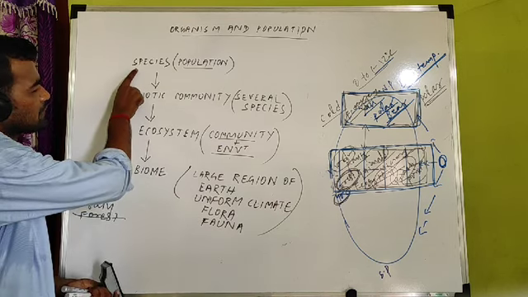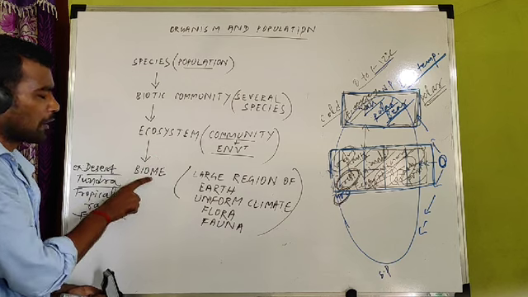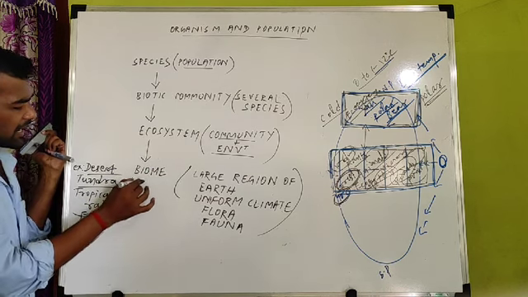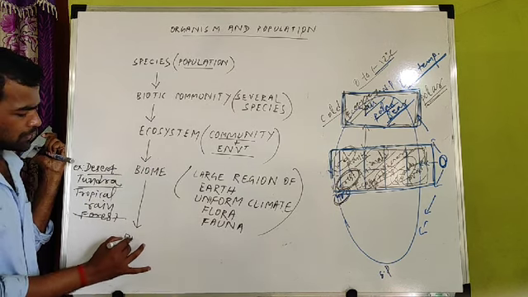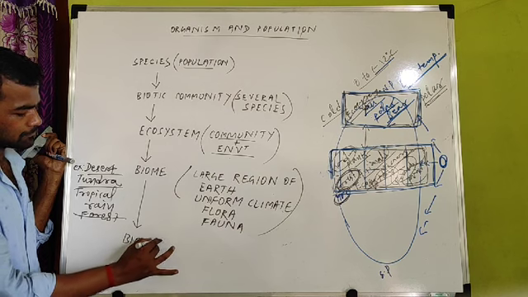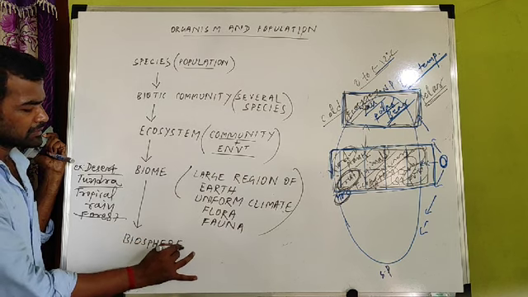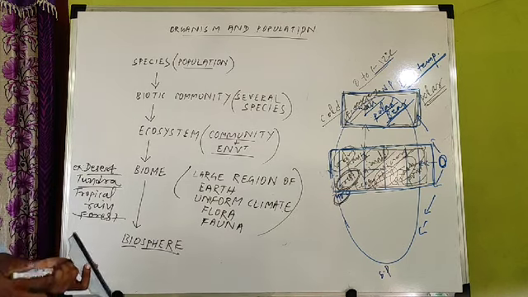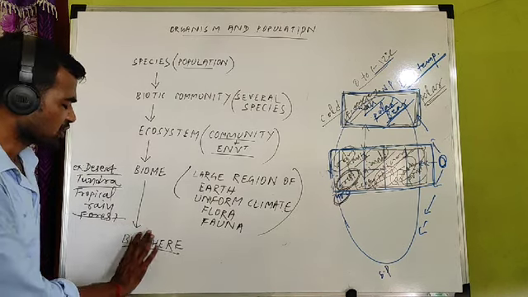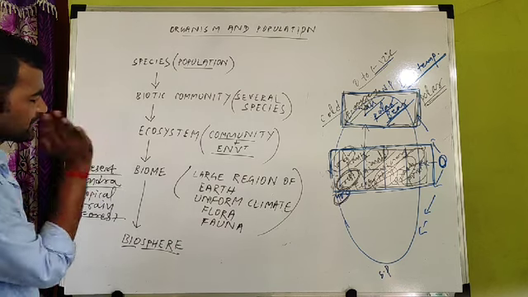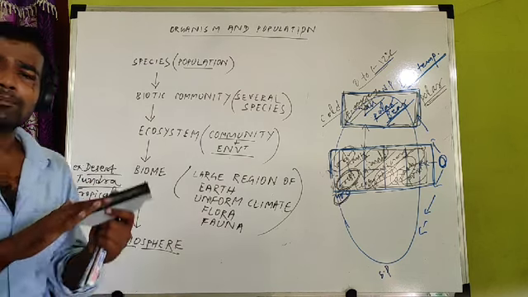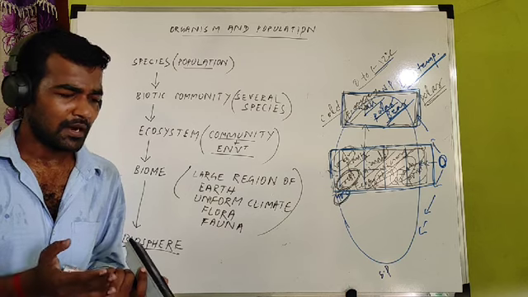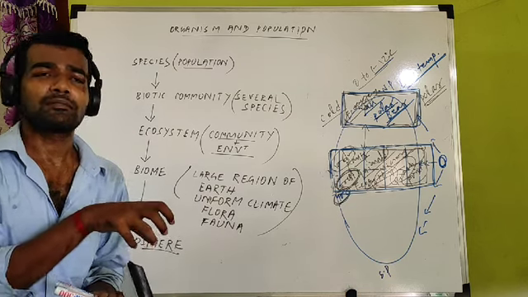So we have started with species, community, ecosystem, now biome. After biome, the next higher term is known as the biosphere. What is the biosphere? Bio means living, sphere means a spherical structure, Earth. So what is the biosphere? It is not that important. Only up to biome it is important. Biosphere means the entire habitable part of the earth. Habitable part means where living organisms can survive.